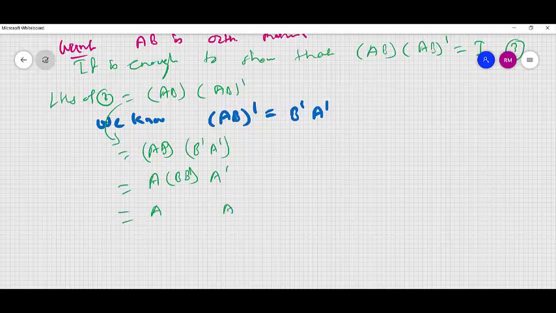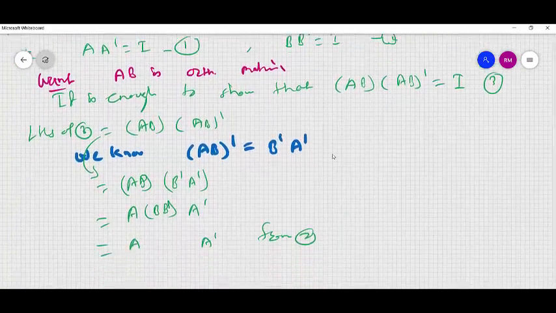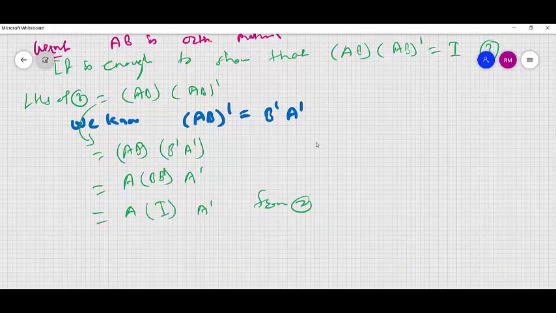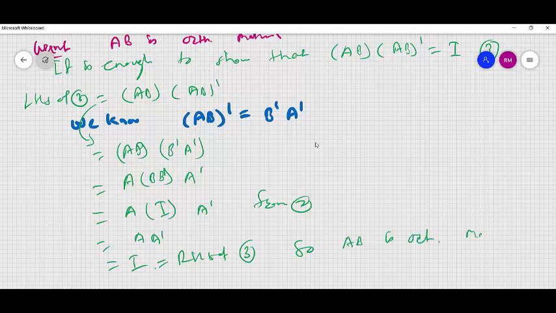So this is A dash. What is B dash? From 2, see here, equation 2 says B dash is I. So just replace this with I. So A into I is A dash, that is equal to I. So we start from the LHS of 3 and reach up to the RHS of 3. So AB is an orthogonal matrix.